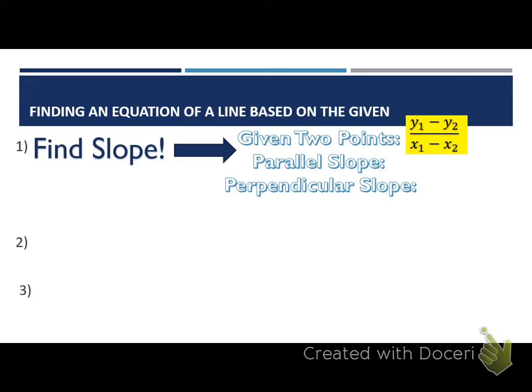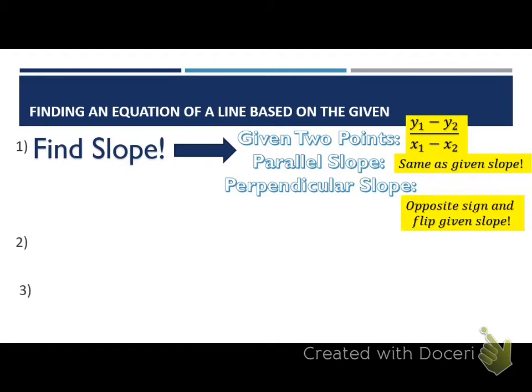Correct. What if they gave you a line that is parallel to your new line? What do we know about parallel slopes? They're the same. So whatever the given slope is, it's going to be the same as that slope. And then if it says that the lines are perpendicular, what are we going to do? Opposite sign, and then you're going to flip it. Okay? That's how you find the slope.